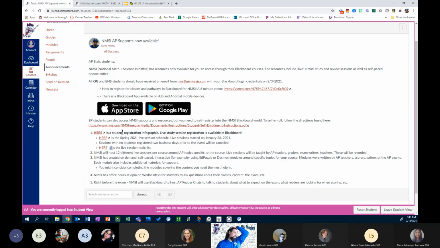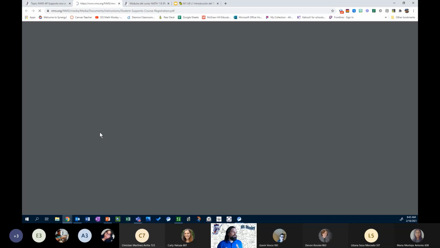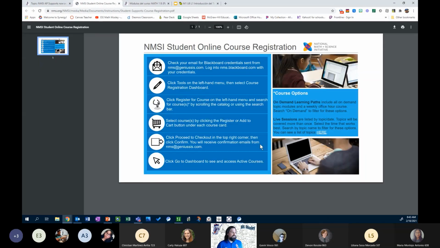San Pasqual students, you can also access NIMSY, but you need to self-register. It's not a service that your school site has put together for you like the school sites at OG and EHS have, but you still have access to it if it's something you'd like to access. You just need to follow these directions to self-enroll. There are a few other links in here, including a registration infographic that shows you how to go through the registration for NIMSY here on Blackboard.